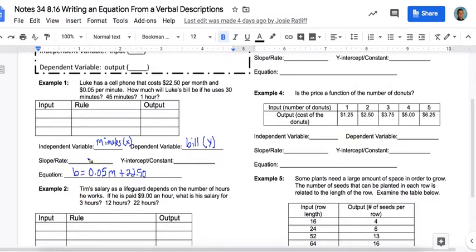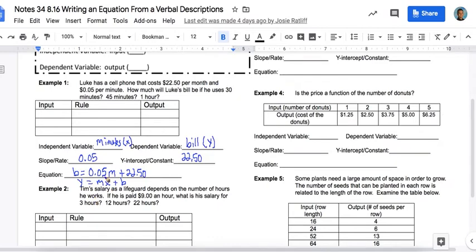Okay, so our slope is going to be 5 cents. And our y-intercept is going to be that $22.50, that constant. Okay? Now, I know the way it's written is $22.50 plus 5 cents per minute. But I'm writing it like this to keep it in y equals mx plus b form. And we can write that under here, because now you can see that it looks like y equals mx plus b. So that's the only reason I didn't write $22.50 plus 5 cents out.